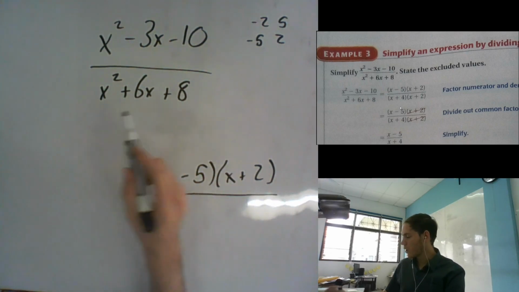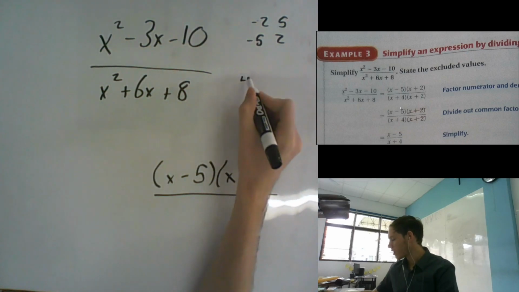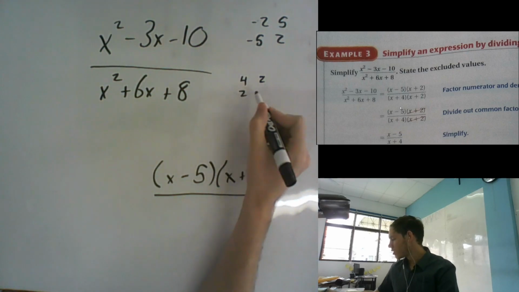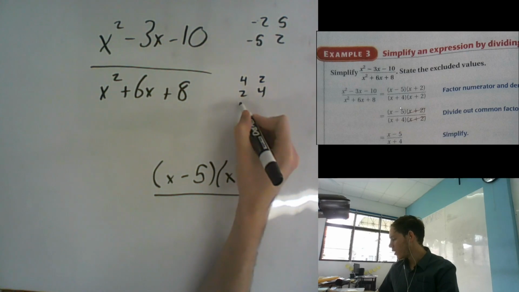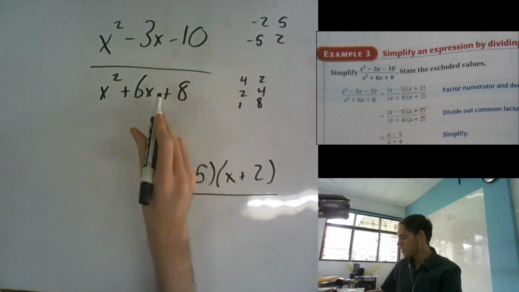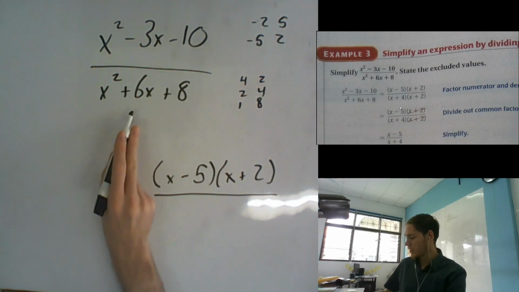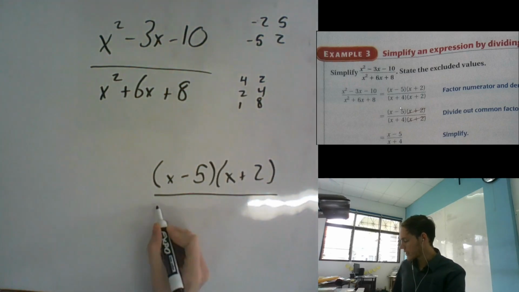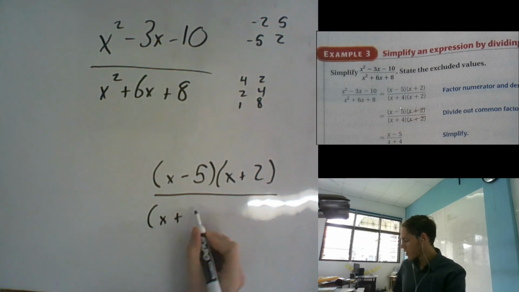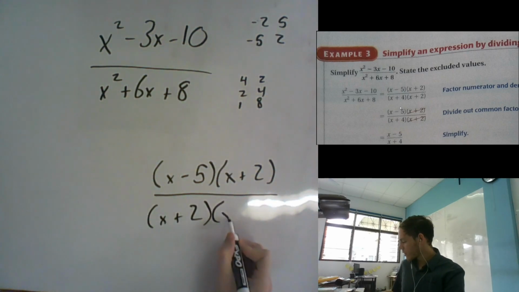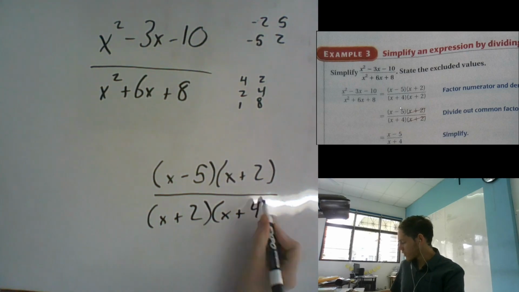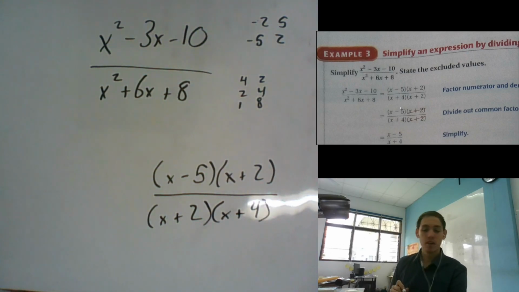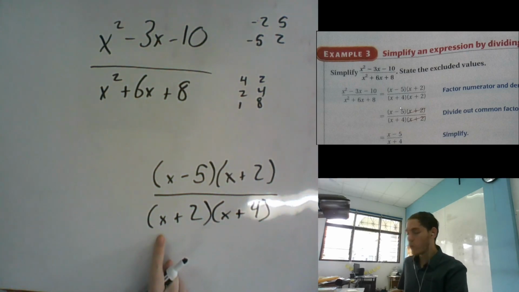Bottom, we have 8 and 1, so our factors of that are 4 and 2, 2 and 4, 1 and 8. Obviously, it's not going to be 1 and 8 since this is 6, so it's going to be 2 and 4. It doesn't matter which one you choose because the order is not important for multiplication. Okay? So, we write this.